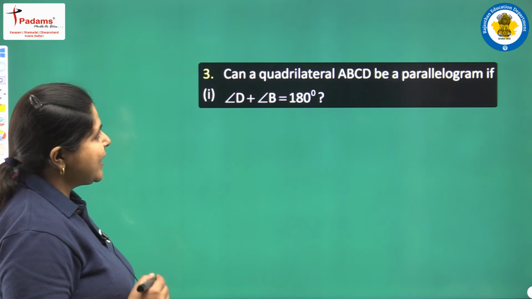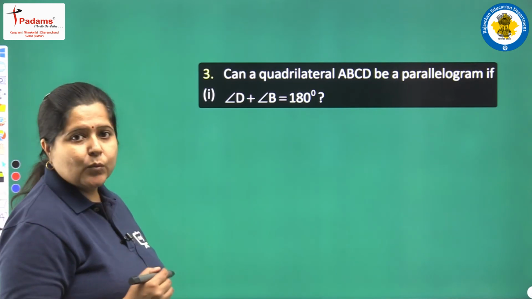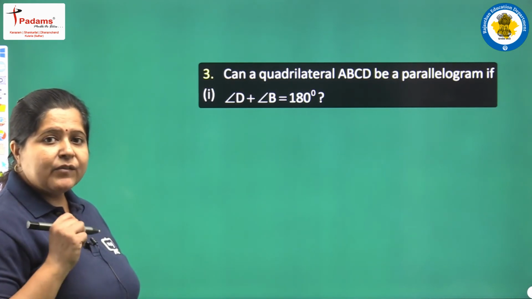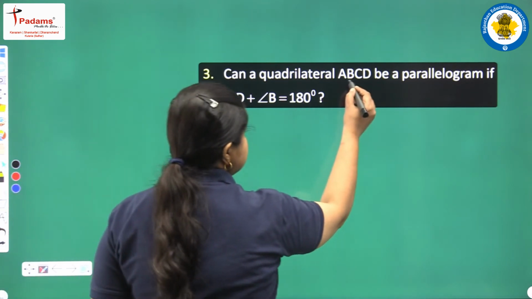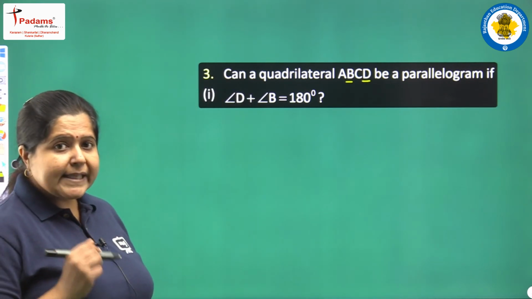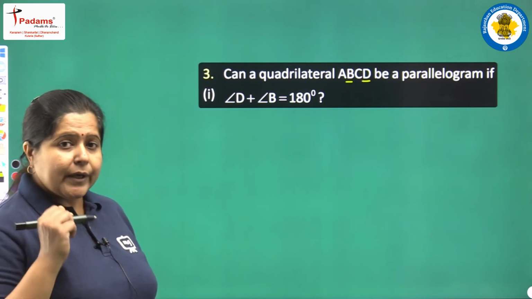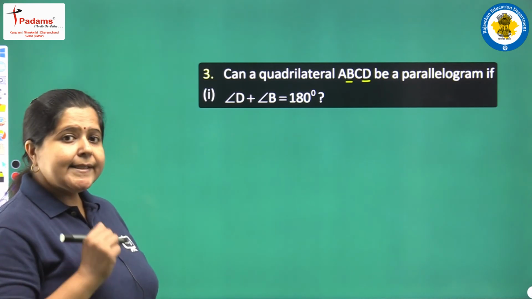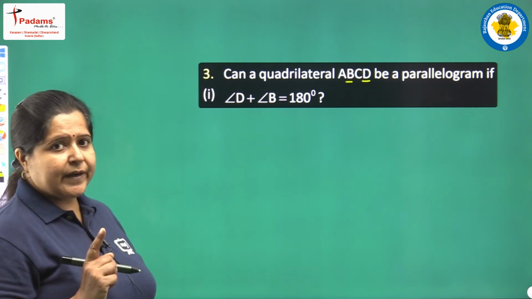Can a quadrilateral ABCD be a parallelogram if angle D plus angle B is equal to 180 degrees? Now here what the question is saying is that if we have a quadrilateral ABCD in which the sum of the opposite angles, here B and D are the opposite angles, is equal to 180 degrees, then will this quadrilateral be a parallelogram also? This is the question. Now if the sum of opposite angles is equal to 180 degrees, then it can be a parallelogram, but a few more conditions should be satisfied first.